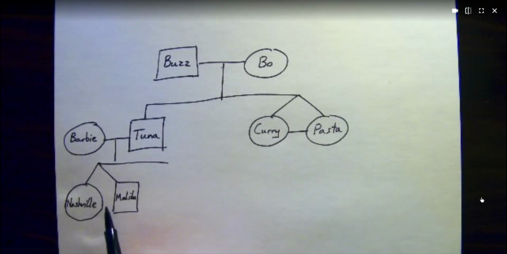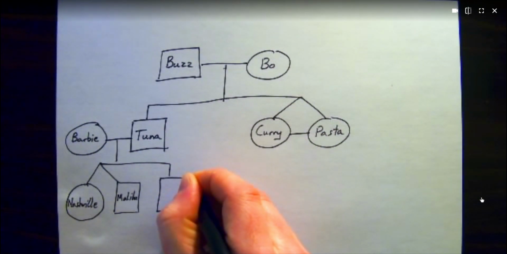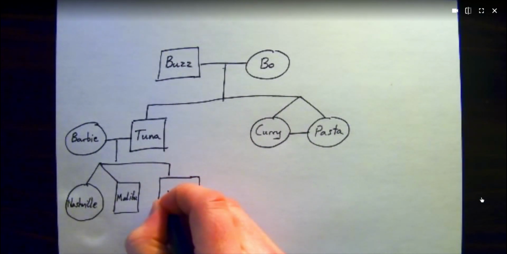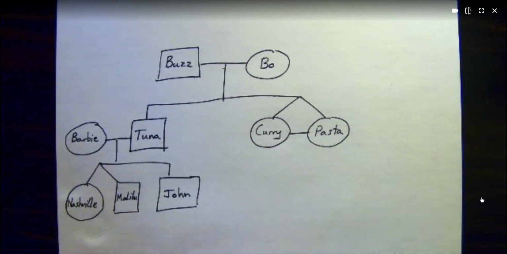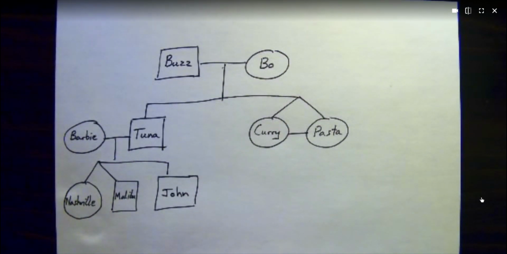No line connecting them because they are not identical. And then they have a son. And his name is John. So that's what that pedigree should look like for that family.